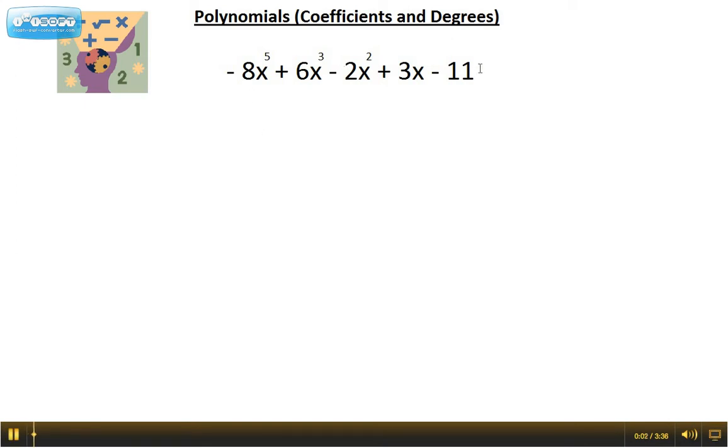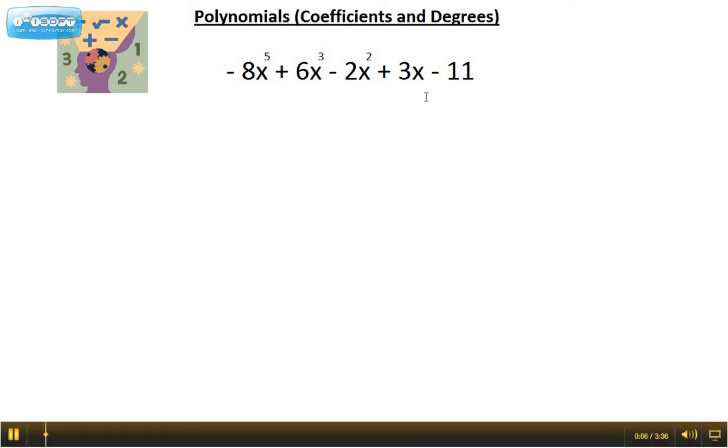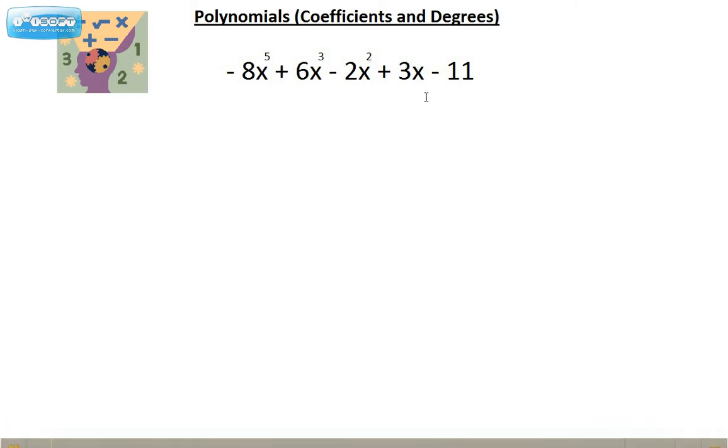Here is an example of a polynomial. In this tutorial, we're going to talk about coefficients and degrees.